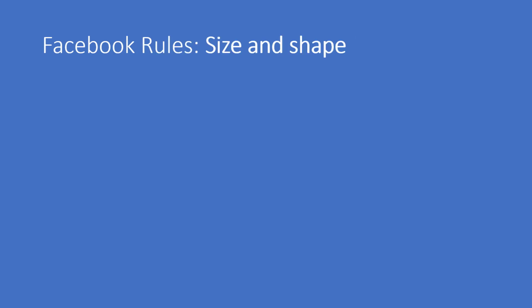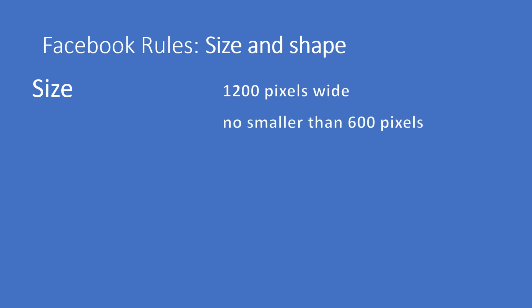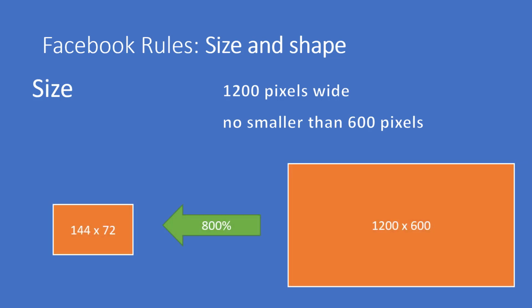Let's talk about some of the rules of Facebook. These rules are related to the size and the shape. Let's talk about the size. First of all, Facebook recommends that your images are 1200 pixels wide and no smaller than 600 pixels. But today, using right-hand column ads, you can also use images that are 144 by 72, which are 100% scaled down from the 1200 by 600.